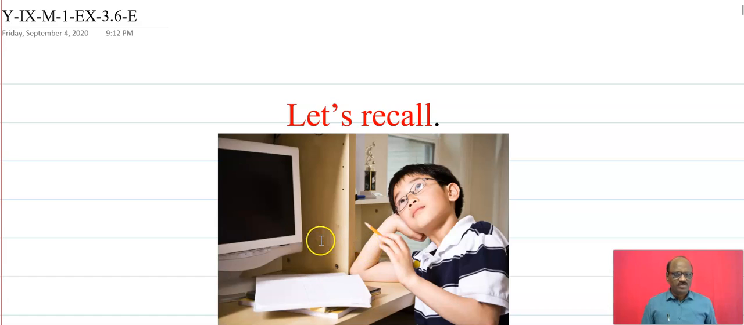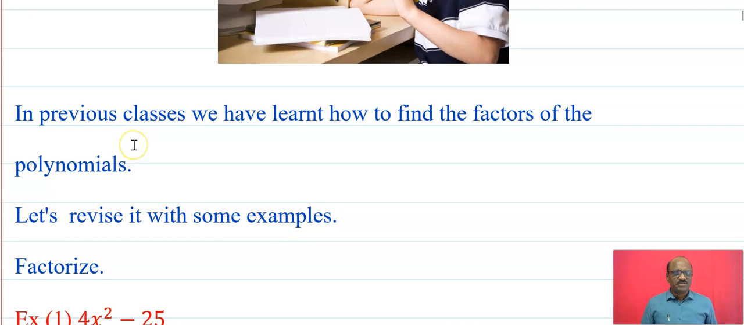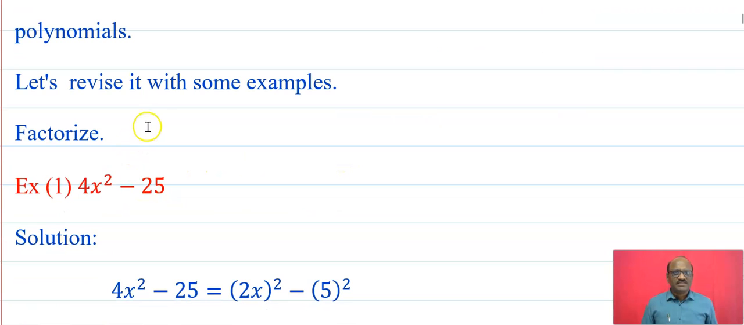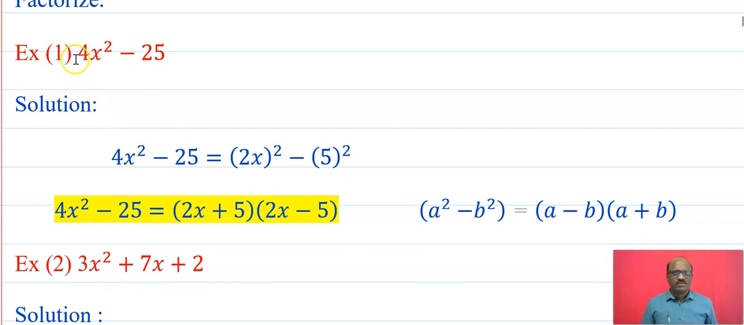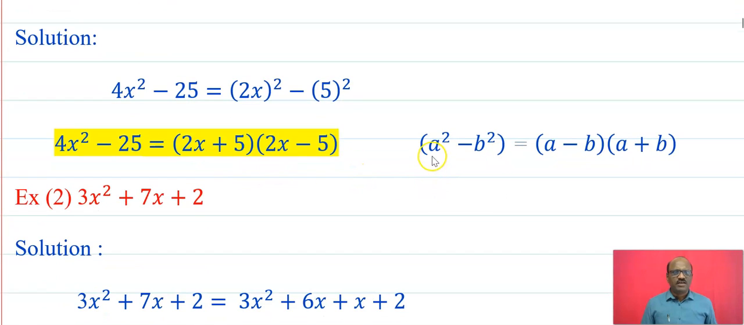Now let's recall. In previous standard, that's the previous classes, we have learned how to find the factors of the polynomials. Let's revise it with some example. Factorize 4x square minus 25. Now 4x square means what? 2x bracket square. 4x square म्हणजे काय तर 2x आणि त्याचा bracket square. 25 means what? 5 square. Now we'll apply the formula a square minus b square is equals to, in first bracket a minus b, second bracket a plus b. In a similar manner, here it is 2x plus 5 and 2x minus 5.